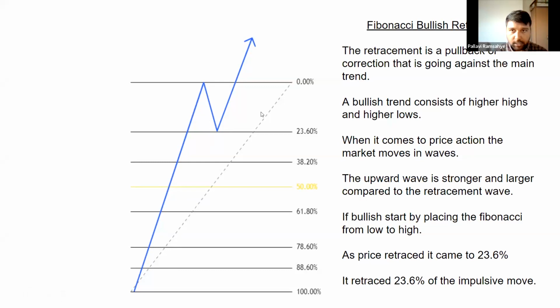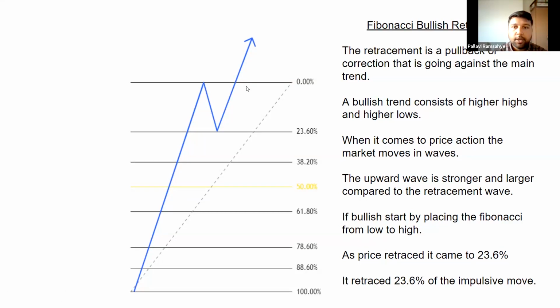So the retracement is a pullback or correction that is going against the main trend. As you can see here, the main trend is bullish, but then we have a retracement in this main trend, okay? So it's an upward trend. With regards to the placement of the tool itself, you'll be placing it from the low to the high point, okay?